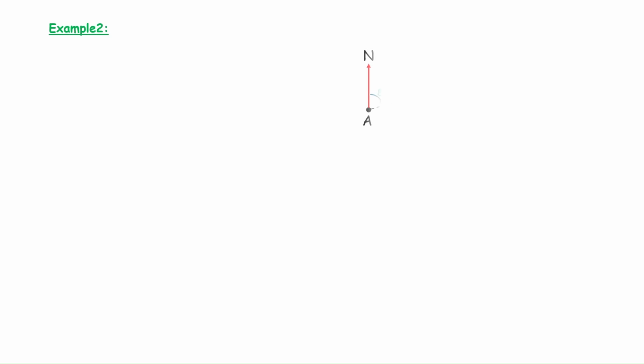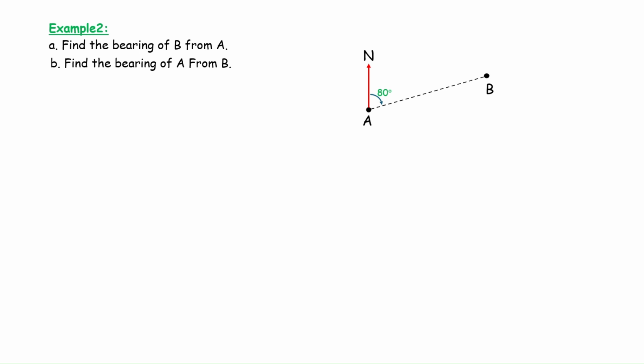Example 2. In part A, we have to find the bearing of B from A. In part B, we have to find the bearing of A from B. The answer of part A is simply 080 degrees, because from north clockwise is 80 degrees. Now, to find the bearing of A from B, we need to draw the north at B, then find the angle in the clockwise direction. Using the co-interior angles, we know that the angle is 100 degrees anti-clockwise. So, the outer angle is 360 minus 100 equals 260 degrees.